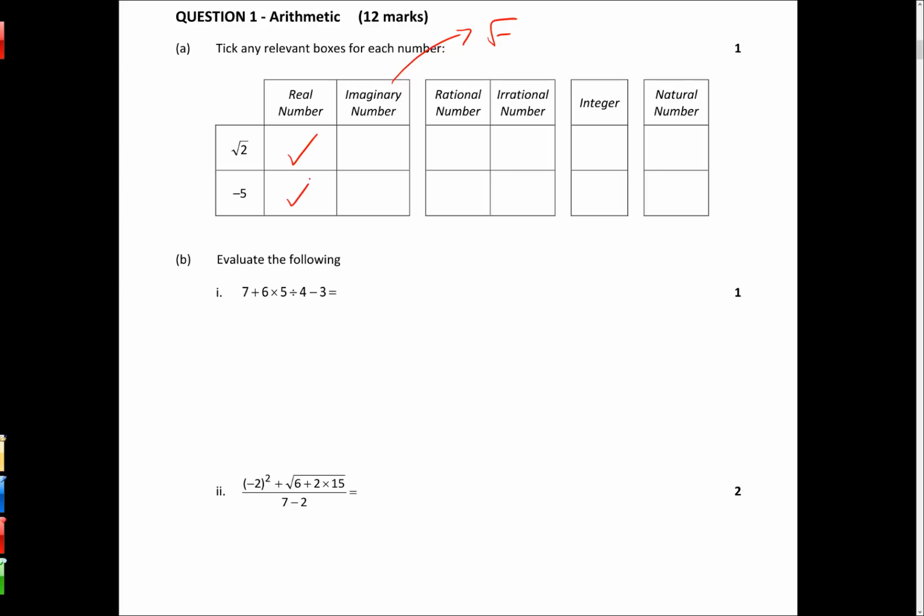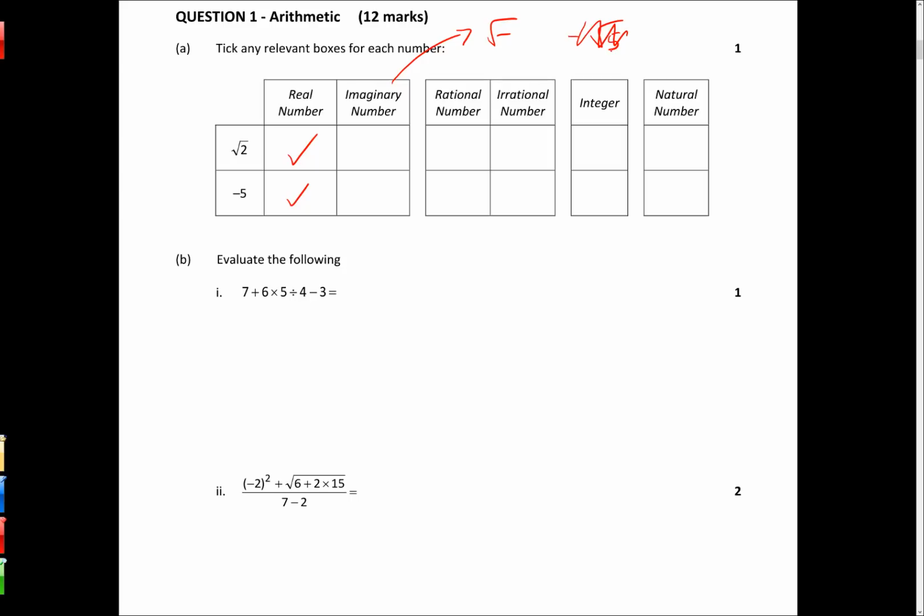That's it. So the only way I'm ever going to tick the imaginary number column is if I'm square rooting a negative. I'm not going to tick it for something like negative square root of 5. There might be a negative, there might be a square root, but I'm not actually square rooting a negative. So if I'm not square rooting a negative, it's real.